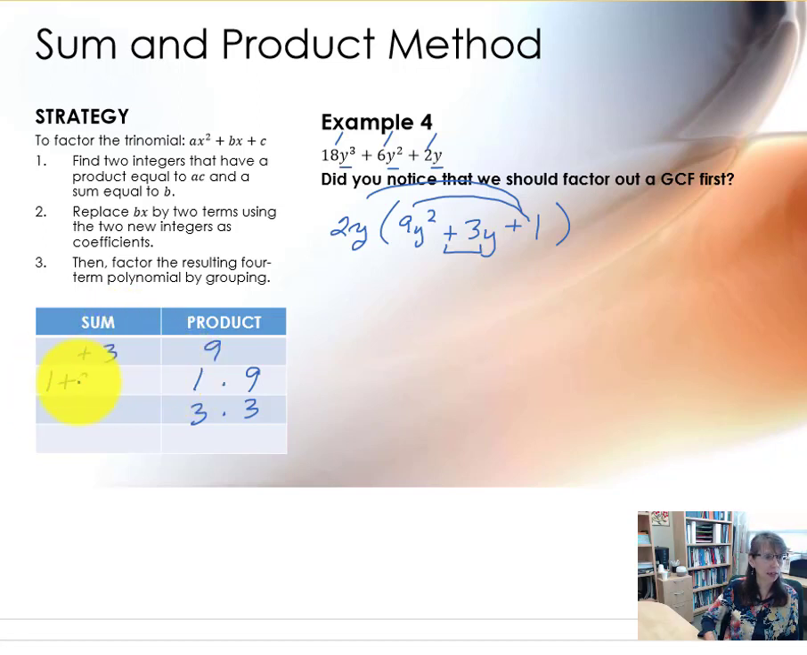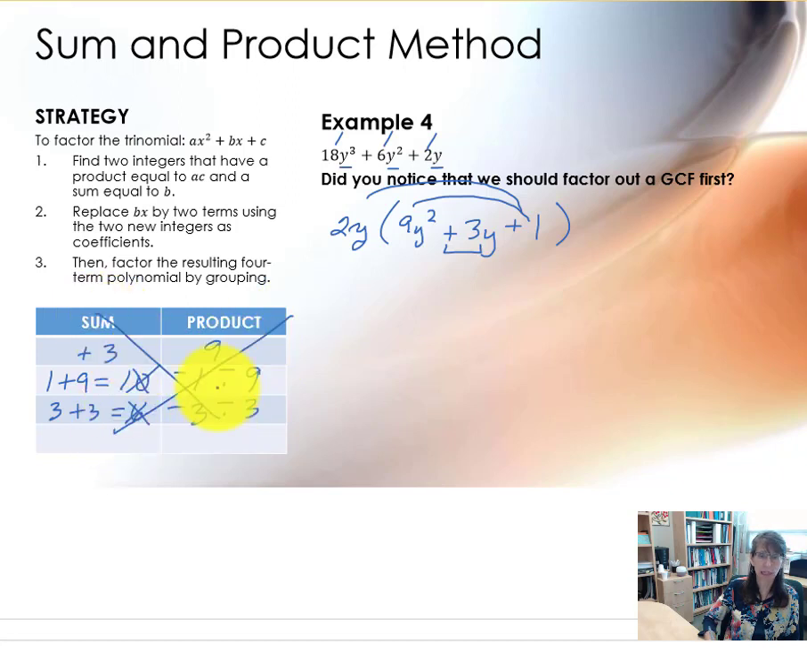1 plus 9 would match with 10. That's not going to work. 3 plus 3 makes 6. That doesn't match either. So the only other factors of 9 would involve negative 1 and negative 9, which adds to negative 10. That's not helpful. Negative 3 would match with negative 6. So it doesn't help to change the signs. There's nothing in the sum and product table that would help us to continue the factoring process.